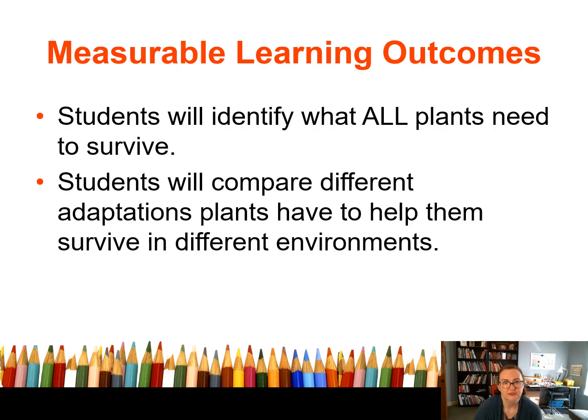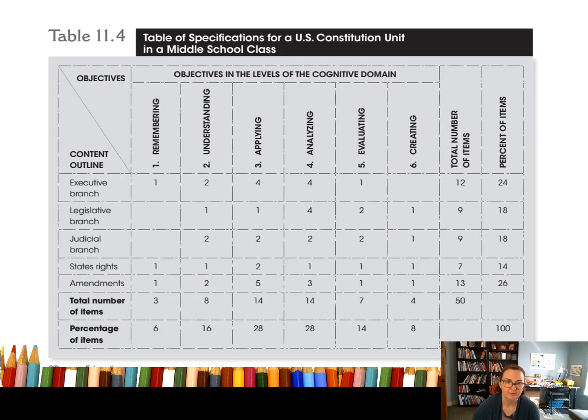Here are measurable learning outcomes for those standards on the previous slide. Students will identify what all plants need to survive. Students will compare different adaptations plants have to help them survive in different environments. Based on those learning outcomes, I then have to decide, how do I best measure those?